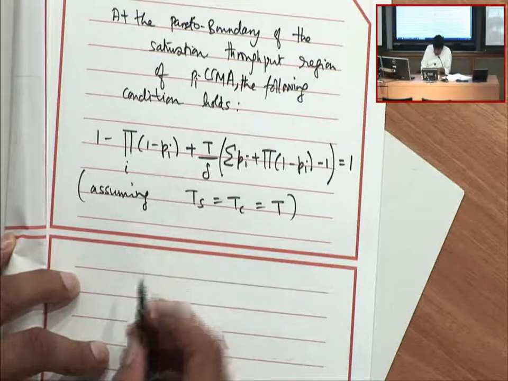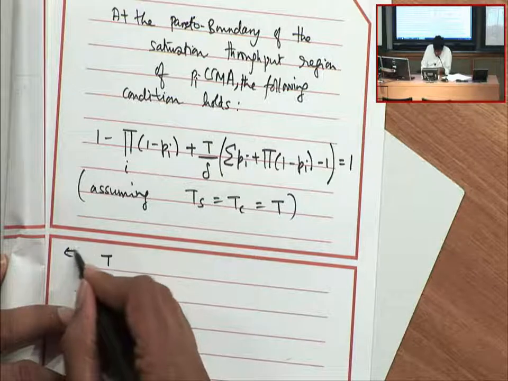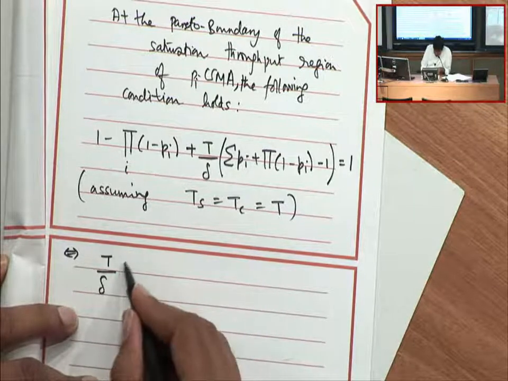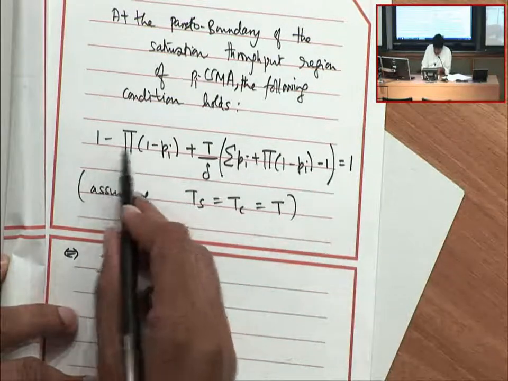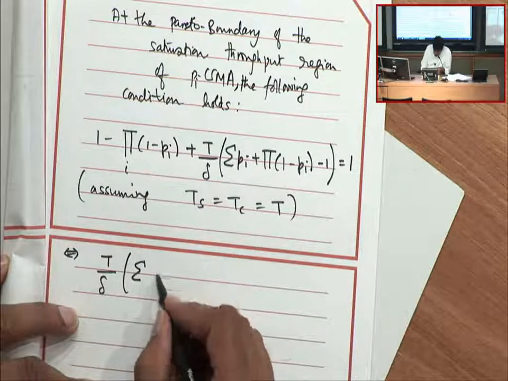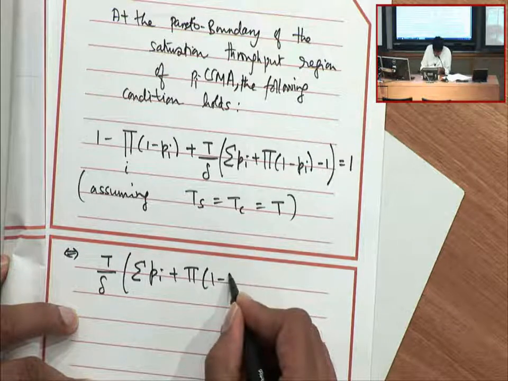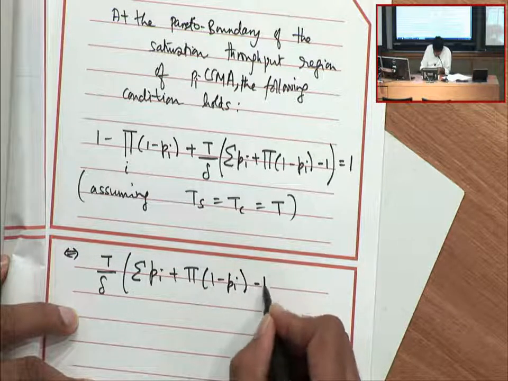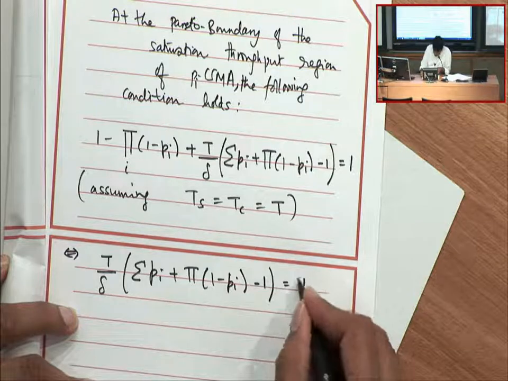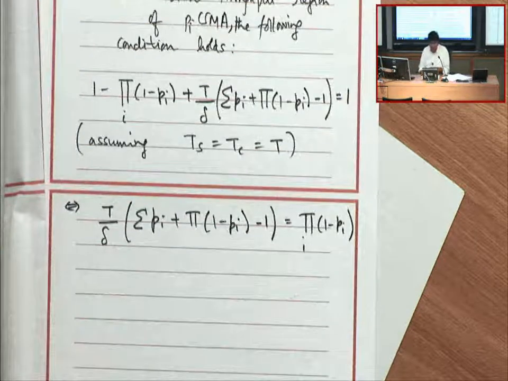So if I were to rewrite this expression, I could rewrite it as T over delta. So I can cancel out these 1 from both sides. This negative term can go to the other side. So we could get this as well. Okay, here's a simpler expression.